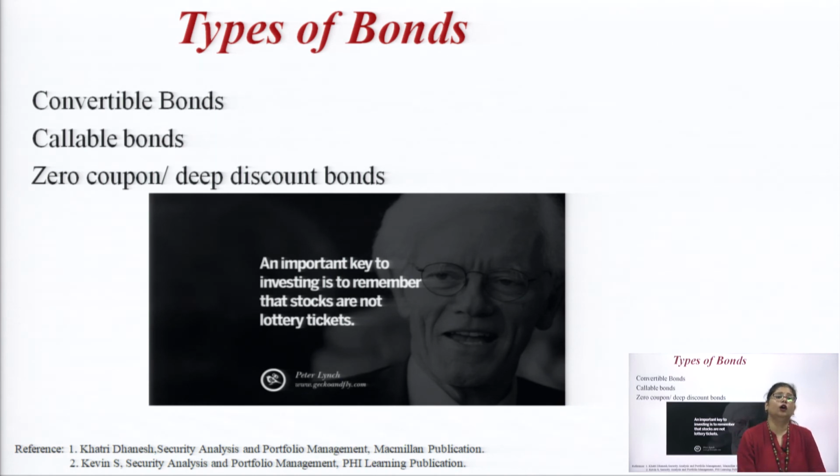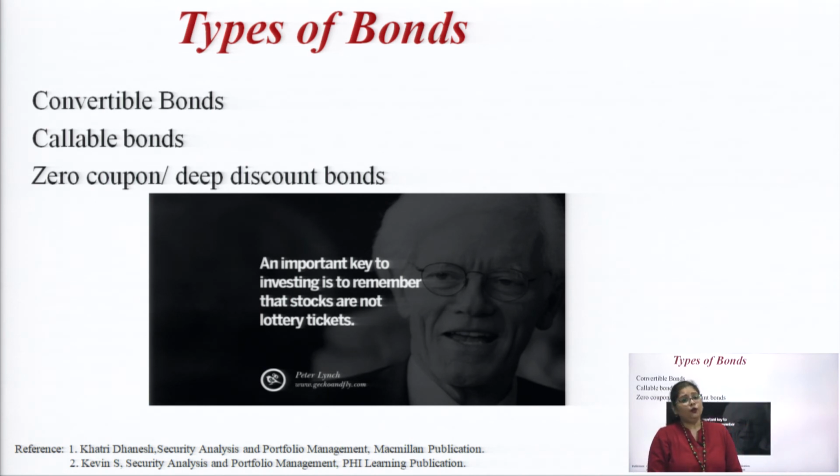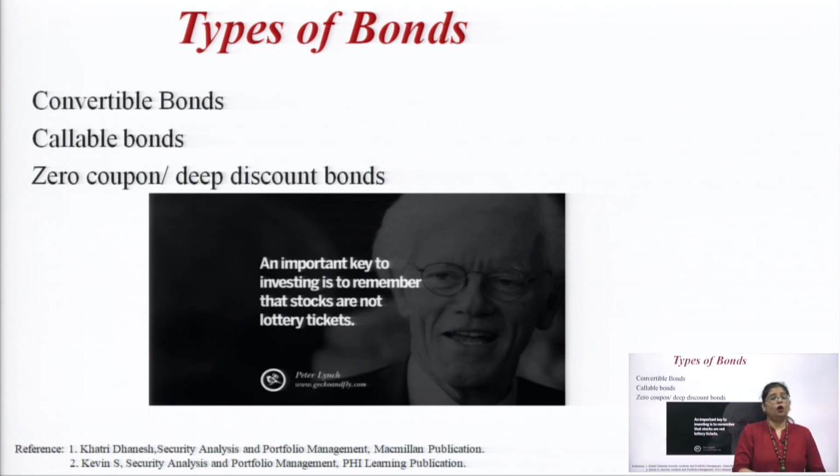Then we have the callable bonds. Callable bonds are those bonds that can be called back, rolled back, by the issuing company before the maturity date. Now, if this sudden call comes, the investors of these bonds have to be compensated for the loss that would occur due to it. So, the callable bonds offer a high rate of interest.